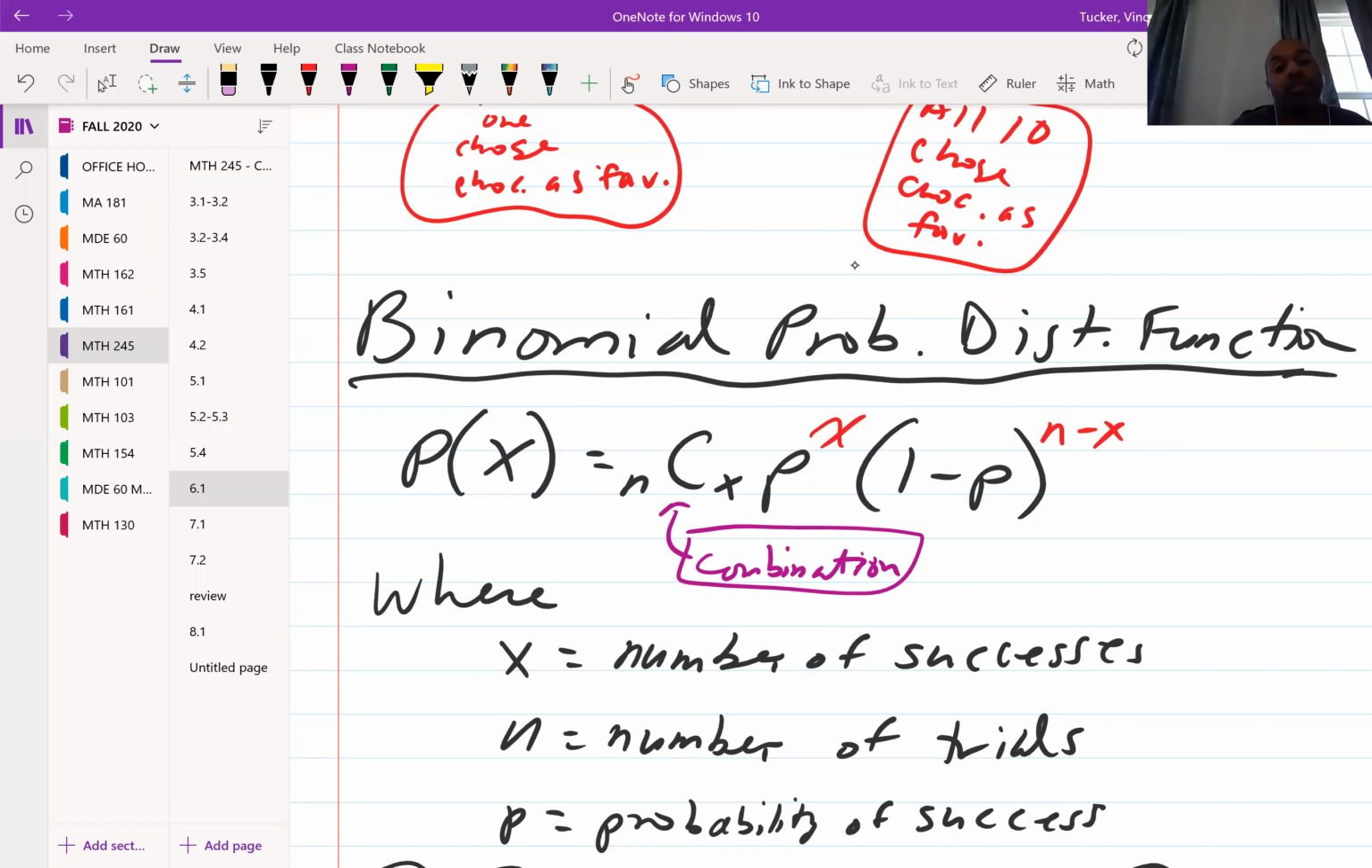But if you want to figure it out on your own, all you gotta do is Google your calculator. I'm pretty sure there's a YouTube video showing you how to use your calculator. For most calculators, there's something out there that'll show you how. But you will need to be able to use your calculator properly, or use a website, and I'll talk about that in a second. But that's nCn, p to the x power, times 1 minus p to the n minus x power. So x is a power, and n minus x. Those are exponents.